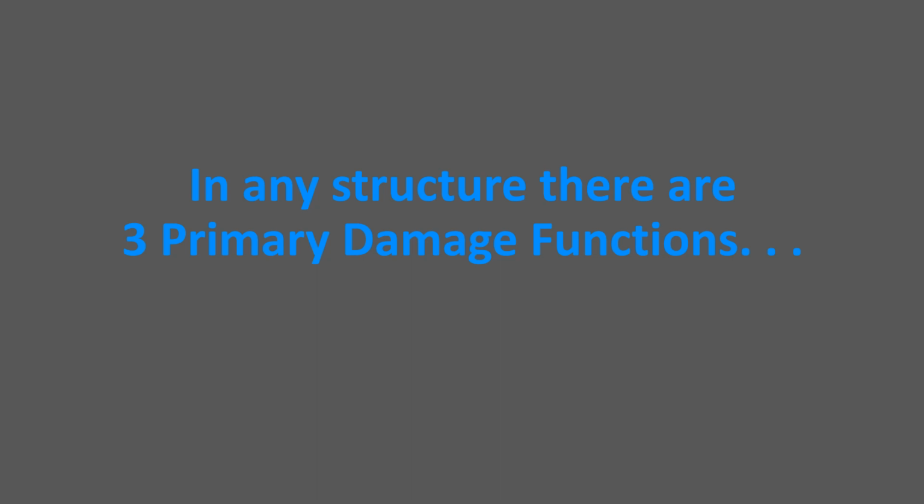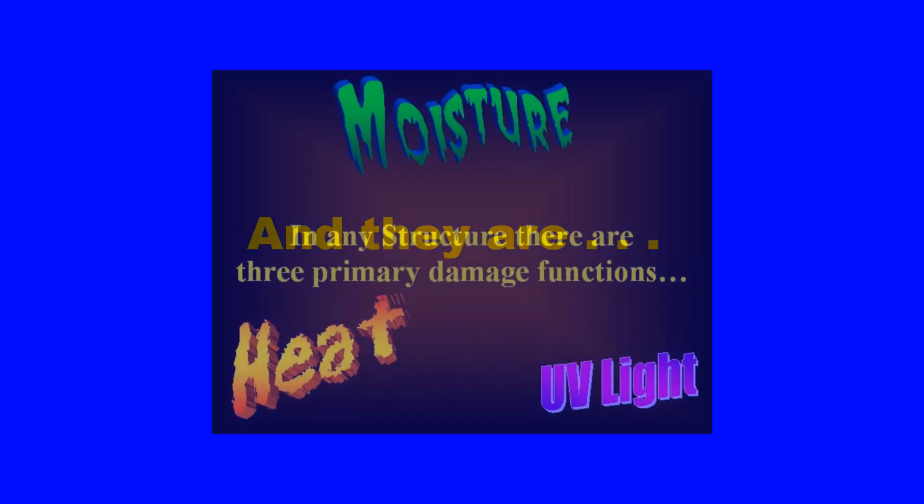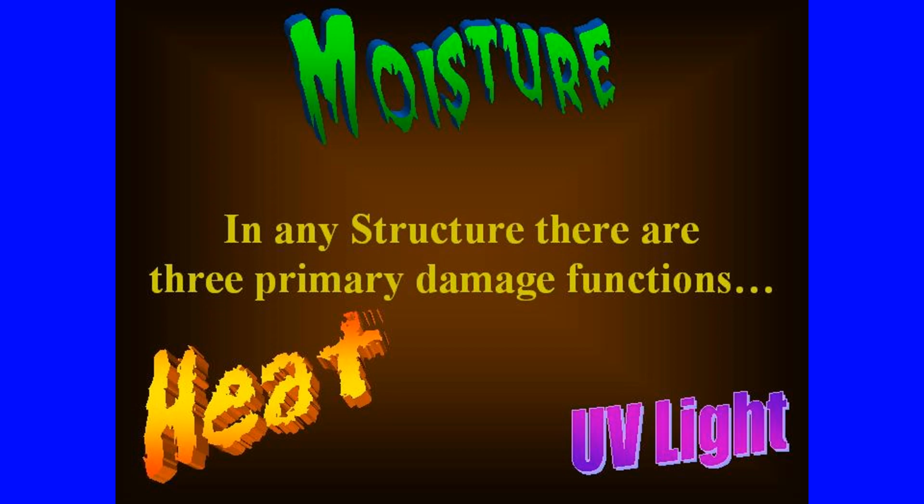In any structure, there are three primary damage functions, and they are moisture, heat, and UV light. Moisture causes 80% of the damage within structures because it can exist in many different forms. Heat and UV light follow, not far behind, and in a way they all interact. This heat and UVB light problem goes even further in synergy with moisture in its vapor form known as humidity. By the way, high relative humidity is what mold wants.